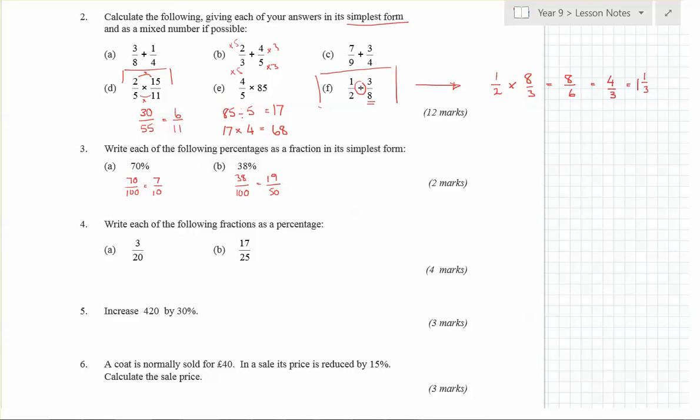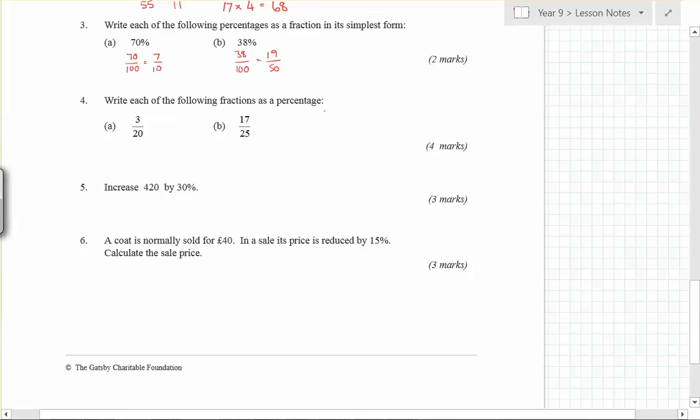And then square numbers. Okay, it says here 3 over 20 as a percentage. So what do we have to write it as first, as a fraction? What's it got to be over? 100. So this is the equivalent fractions thing. 20 times 5, so times 5. So 15 over 100 would be 15%. Same with this one, 25 but over 100, so it's times 4.